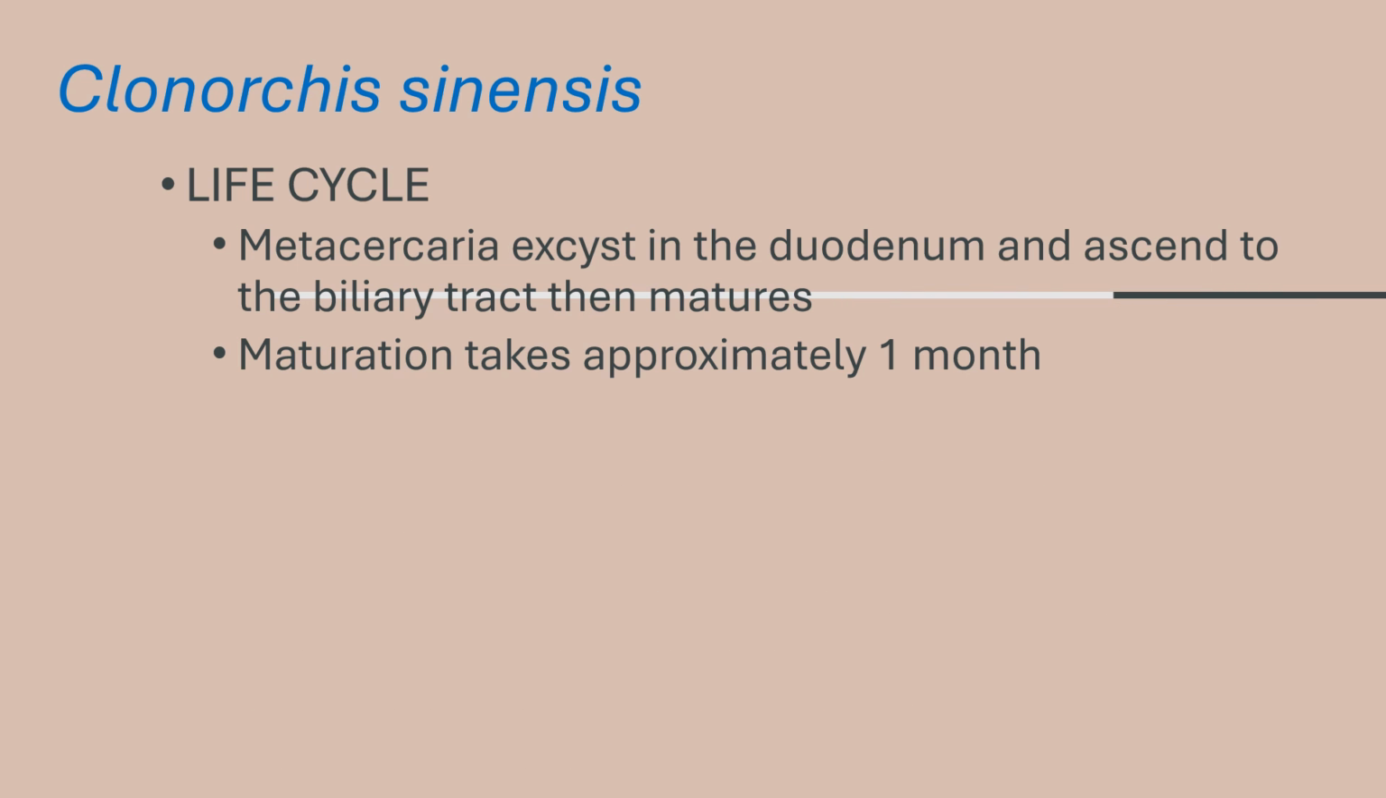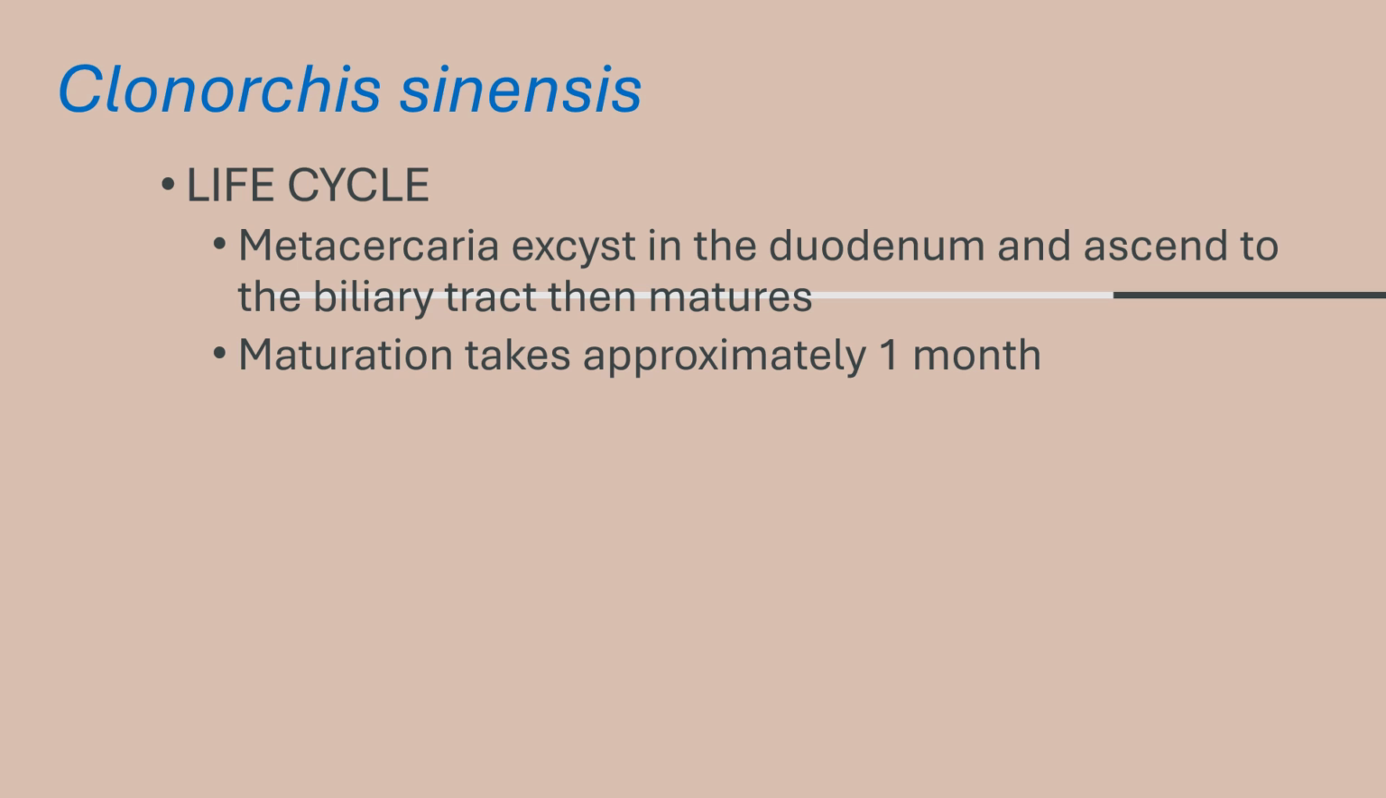What will happen to the metacercaria once ingested by humans? It will excyst in the duodenum and then ascend to the biliary tract. Then it matures. It will ascend via the ampulla of Vater and then mature, of course, in the biliary tract. Again, they reside in small and medium-sized biliary ducts accordingly. That is for your Clonorchis sinensis.